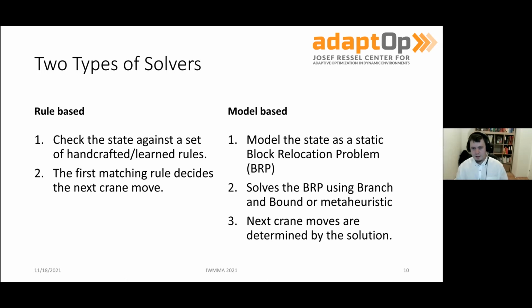And the second is a more involved way, where we mapped a dynamic warehouse operation problem to a static block relocation problem. We solved the block relocation problem using a branch and bound algorithm. You could also solve it via a meta heuristic, like a genetic algorithm. And the next crane moves are then determined by the solution we have developed with the branch and bound variation.